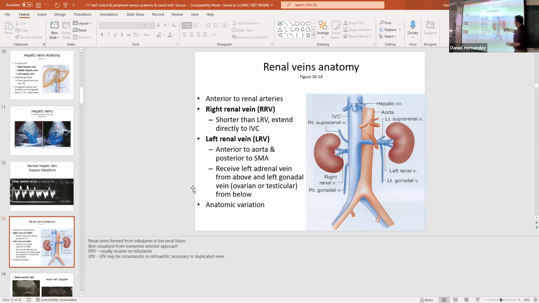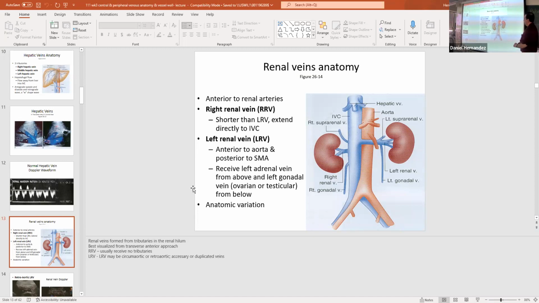The reason that's important is later we're going to learn that there's a couple of conditions, something called nutcracker syndrome, where patients can actually have compression of that left renal vein by the aorta and the SMA. And if we compress that vessel, we can wind up with blood clot or thrombosis within that left renal vein and affect the kidney and cause problems with kidney function.